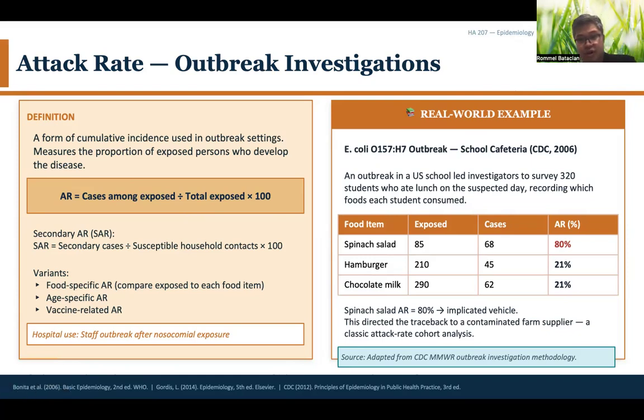So, therefore, the spinach salad now is the implicated vehicle or the agent that caused the E. coli gastroenteritis. And now you can trace back the contamination, whether it's in the spinach or in the other vegetables or the other ingredients. So you can analyze where the infection comes from, and you can also do certain interventions in order to prevent other foodborne outbreaks from happening in other areas.